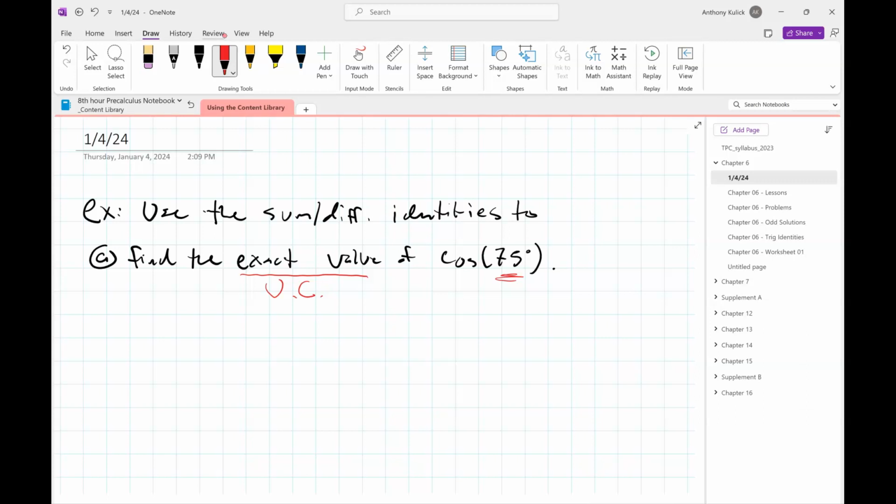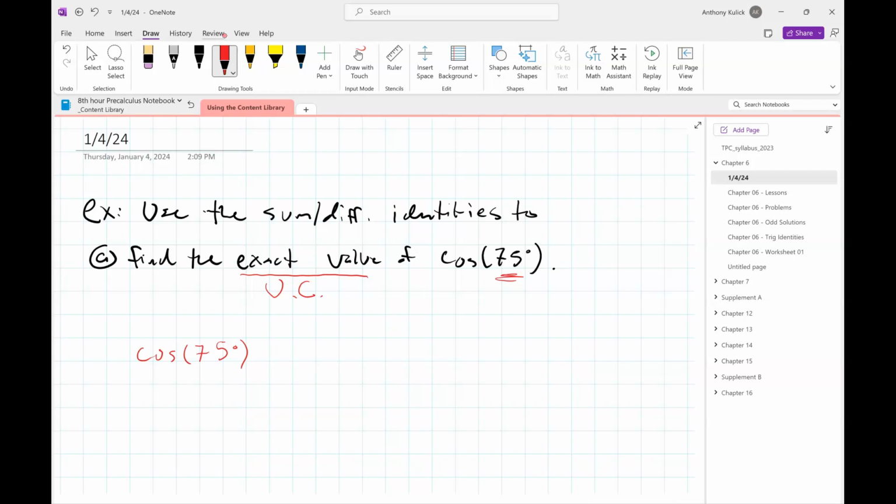So, what are we going to be doing? Well, the directions say to use the sum and difference identities. So what I want to do to start is find a way to rewrite 75 as either the sum of 2 unit circle angles or the difference of 2 unit circle angles. Does it matter which problem I try to do? No, it'll give you the same answer either way.